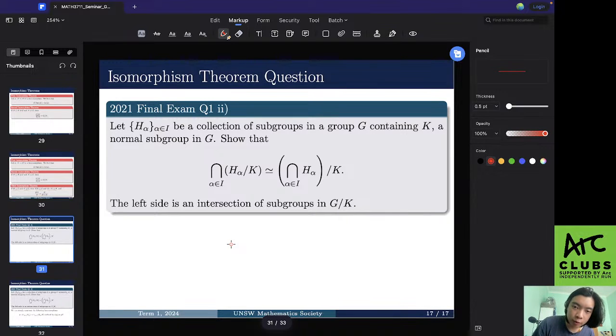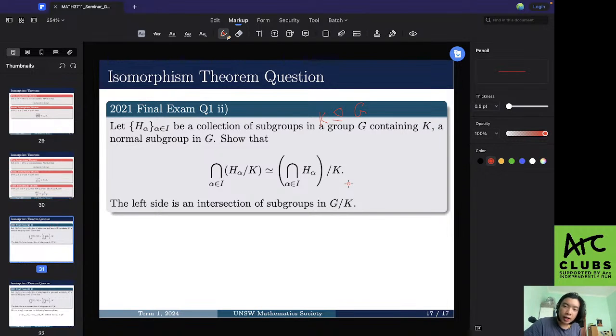Now, here's a question from 2021's final exam. We have H_A, which is a collection of subgroups in G, and all of them contain K, and we know that K is a normal subgroup. We want to show that the intersection of every single H_A on K is equivalent to the intersection of all the H_A over K. Well, how do we do that?